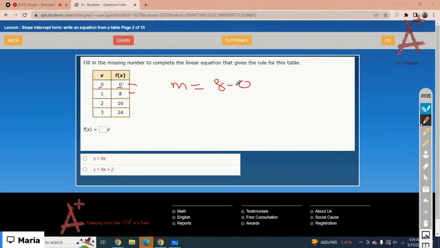And also you can calculate the slope. It would be 8 minus 0 divided by 1 minus 0. It would be 8 over 1, and that equals 8. So that means the slope of the graph is 8. So you have the y-intercept 0, so it would be y equals 8x. The equation of the graph is y equals 8x. Got it?